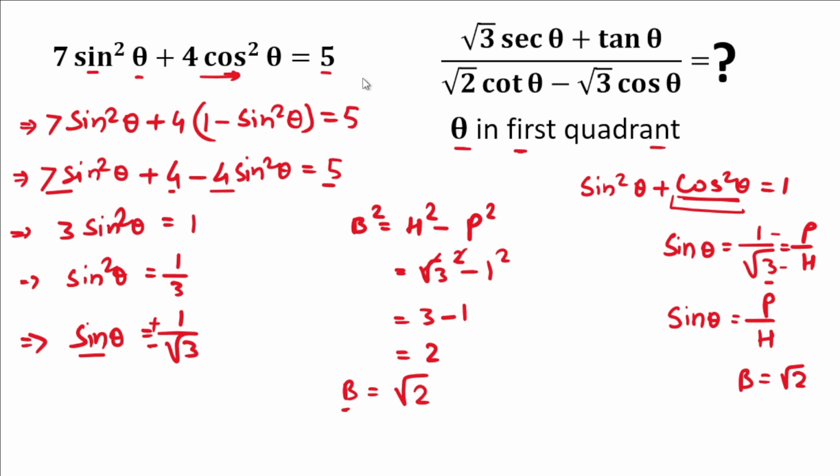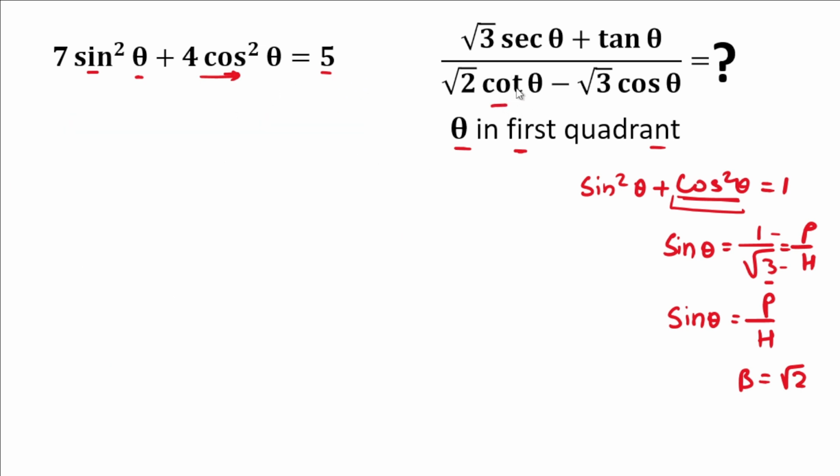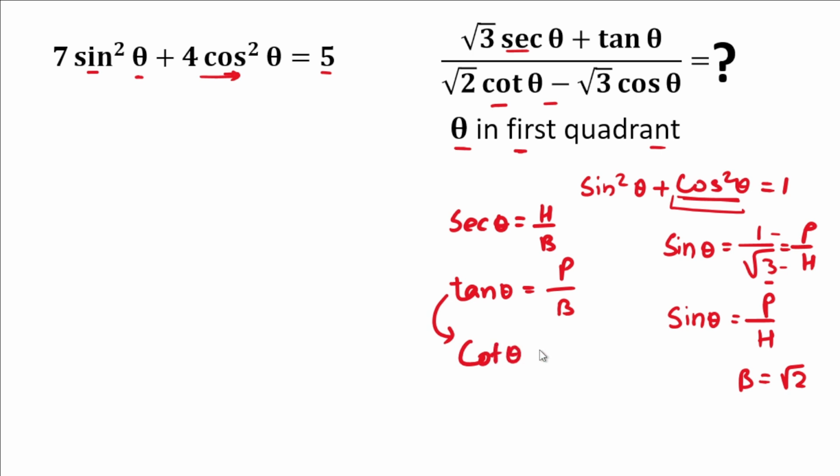Now for further solution we will erase this. In the next part we will calculate the value of this term, and here we will calculate sec theta, tan theta, cot theta and cos theta. We know the formula of sec theta: sec theta is hypotenuse divided by base. Now tan theta: the value of tan theta is perpendicular divided by base. Next is cot theta, and cot theta is the opposite of tan theta, so cot theta will be base divided by perpendicular. And next is cos theta.